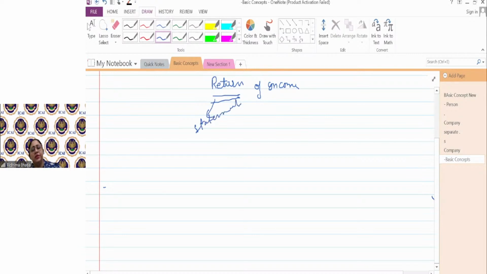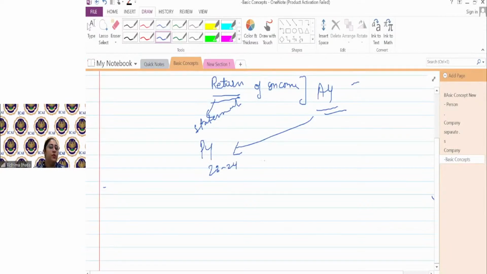If it's a TDS return, it's a TDS statement. If it's a return of income, that means you're giving a statement of income. How will the government know how you have computed your taxes? It would only be through this statement they would get to know. This statement is filed in the assessment year relating to the income earned in the previous year.